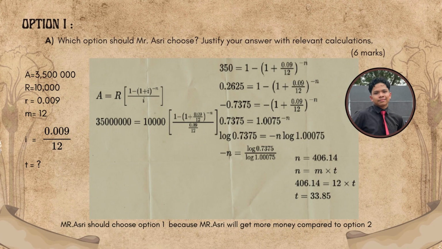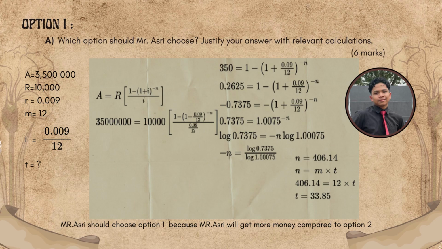For case 2, part A, which option should Mr. Asri choose? Justify your answer with relevant calculation. So we have A equals 3,500,000 and R equals 10,000 and the interest rate equals 0.009 and m equals 12 and the i equals 0.009 over 12, which is m. So we have to find the t.